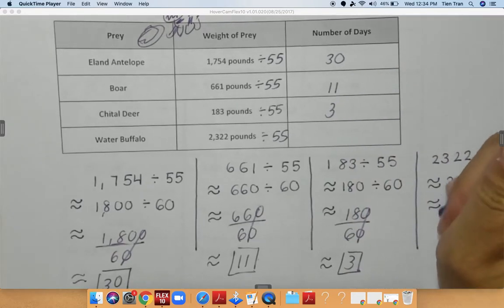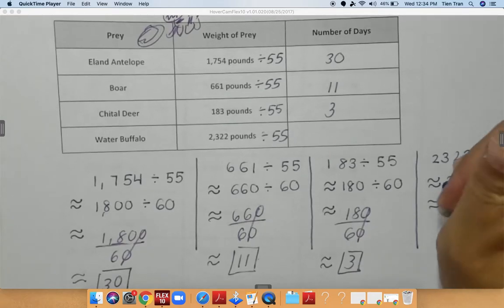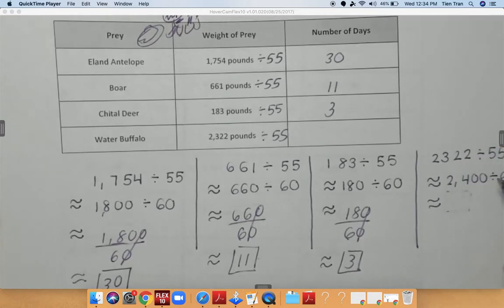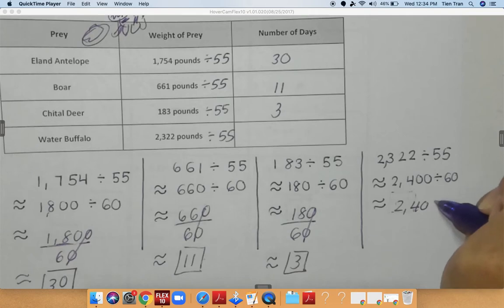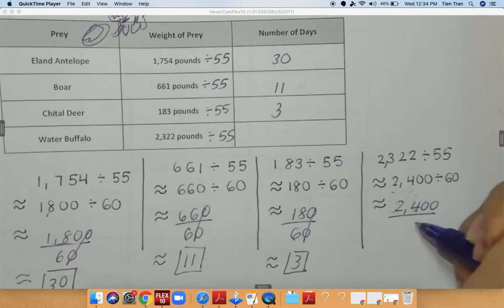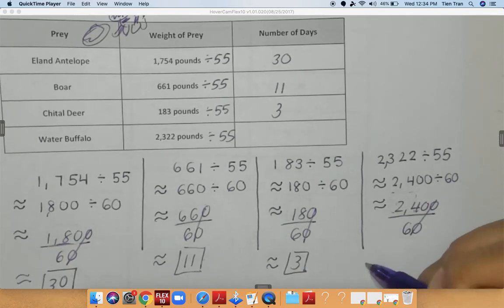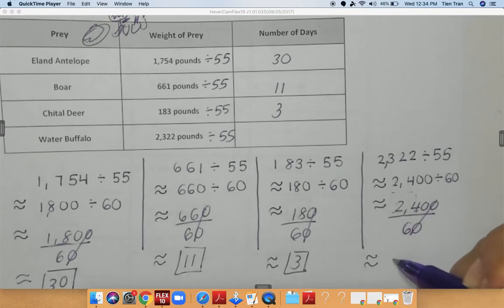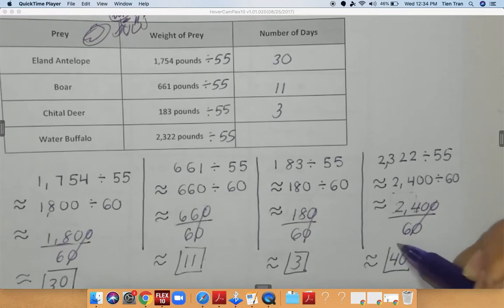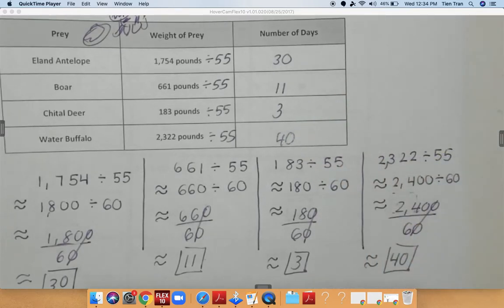For my last one, I have 2,322 divided by 55. 2,322 can be rounded to 2,400, and 55 can be rounded to 60. I'm crossing off the zeros because 0 divided by 0 is equal to 0. 24 divided by 6 is equal to 4. Add my 0 at the end, and my final answer is 40.